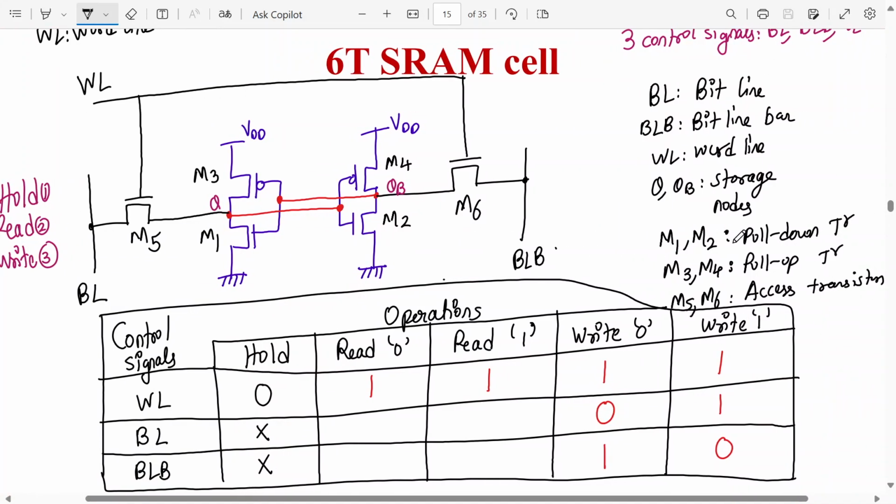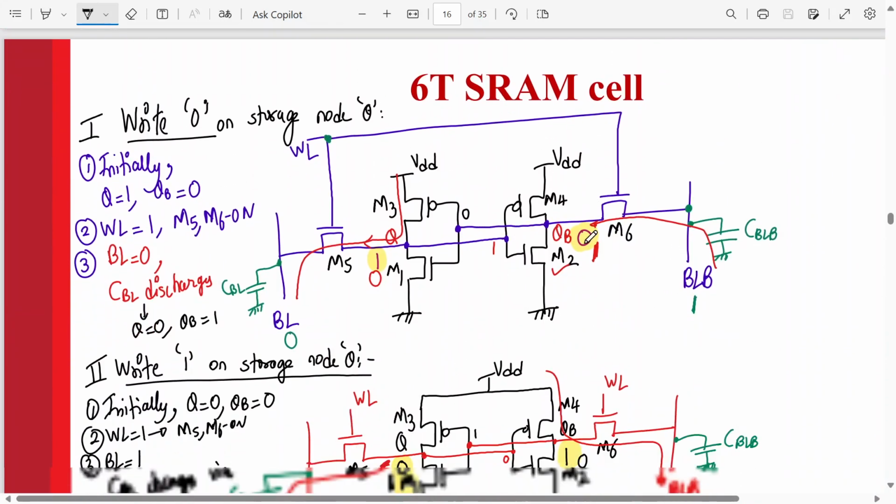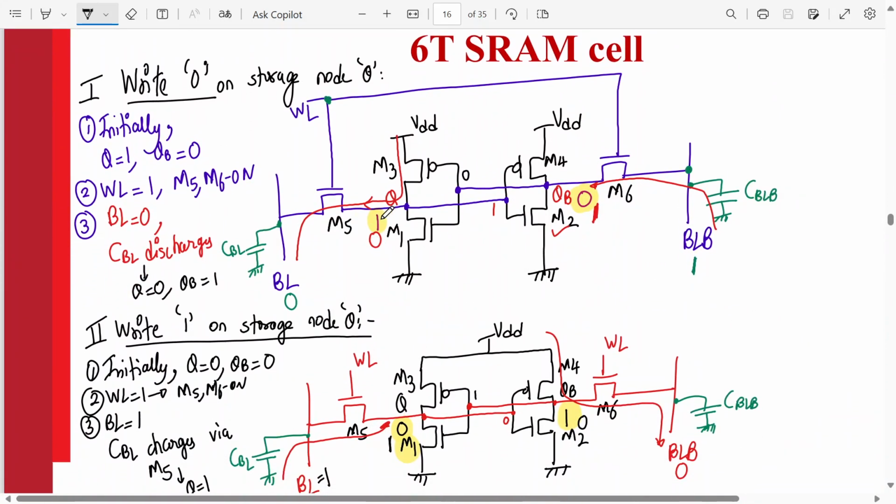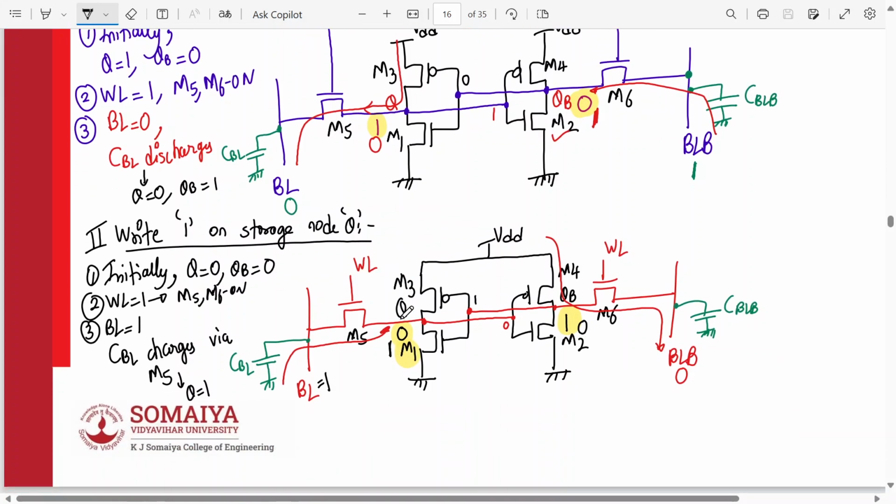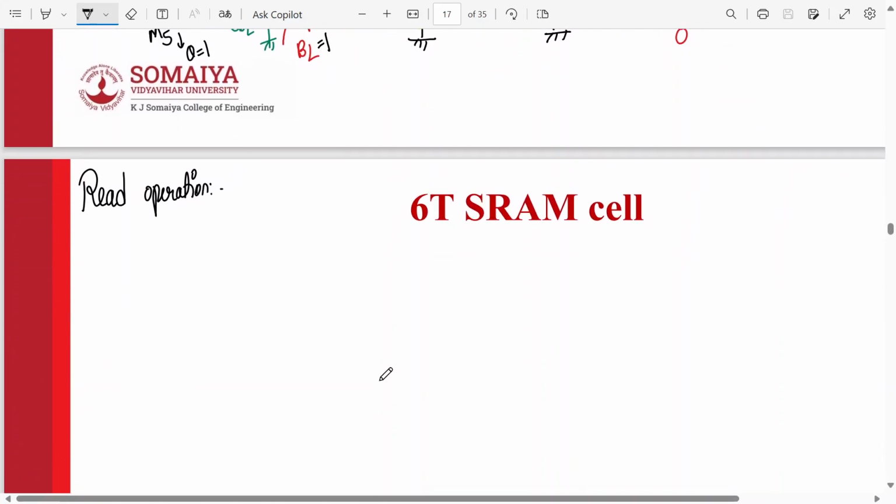Okay, M1 and M2 will be responsible for pulling down the voltage at the nodes. M3, M4 will be responsible for pulling up the voltage at the nodes. And M5 and M6 are the access transistors which will provide the data to the cell. That is the read and write status. We have seen the write 0 on the storage cell, which was overriding 1. And we have also seen the write 1 on the storage cell, which was overriding 0 to 1. Okay, now we go for the read operation.